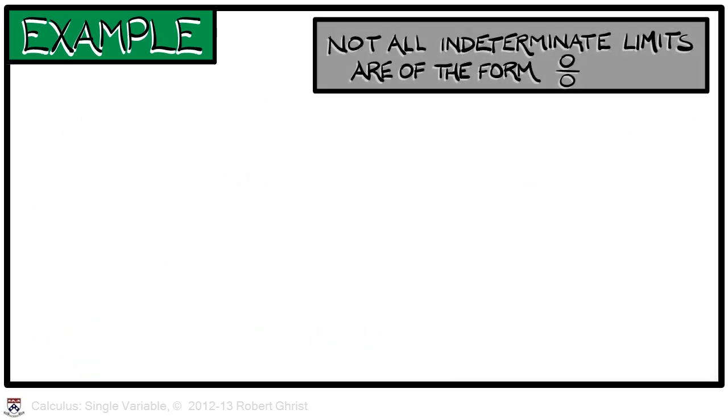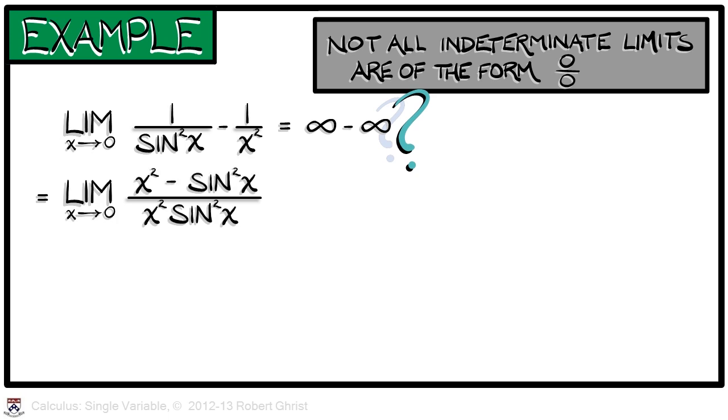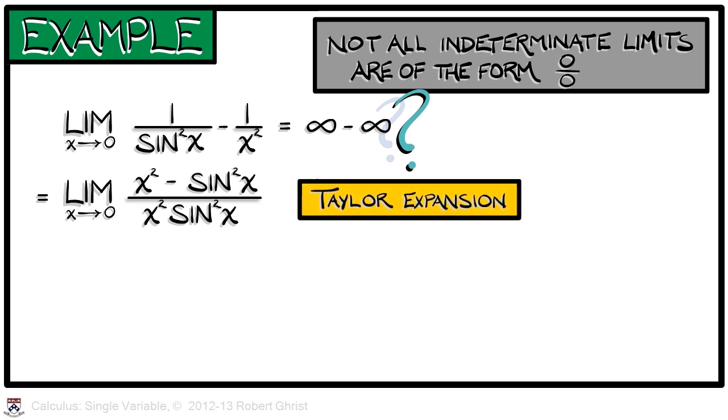Now, not all tricky limits are in the form of 0 over 0. For example, the limit as x goes to 0 of 1 over sine squared x minus 1 over x squared. Evaluating looks like infinity minus infinity. That's not going to work. So let us put this over the common denominator of x squared times sine squared of x. The resulting numerator is x squared minus sine squared of x. And now we can apply L'Hopital's rule, or, in this case, Taylor expansion.